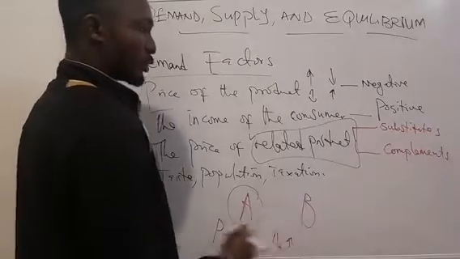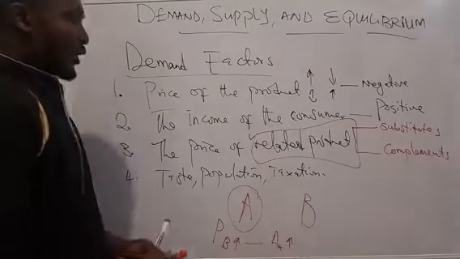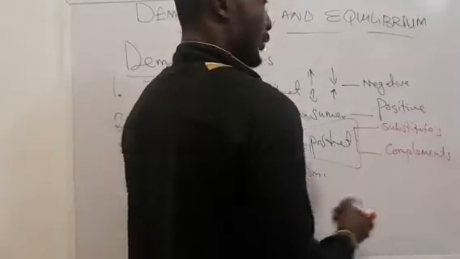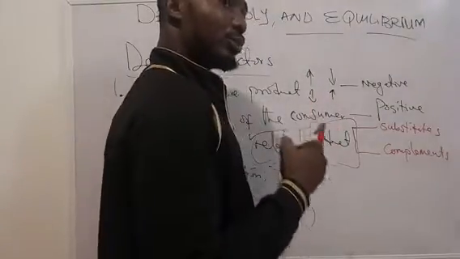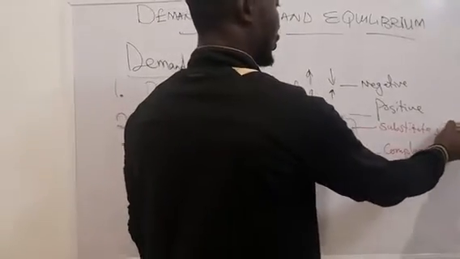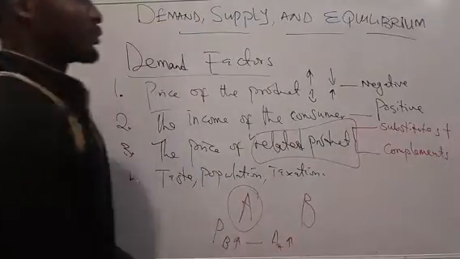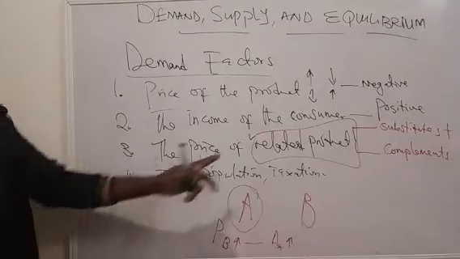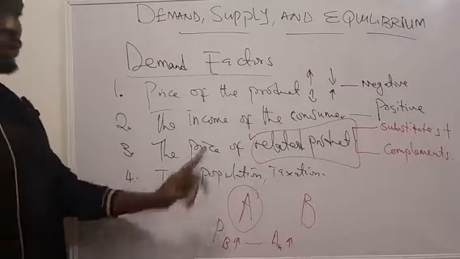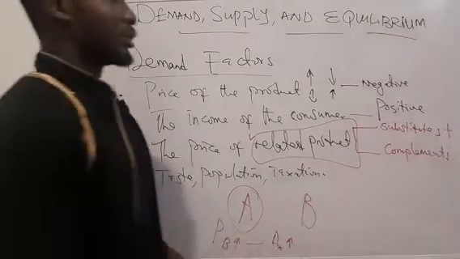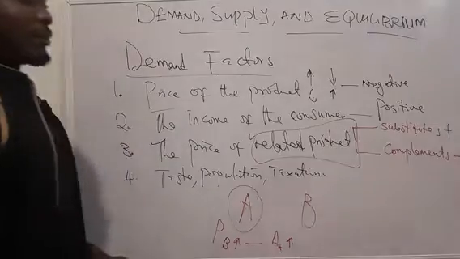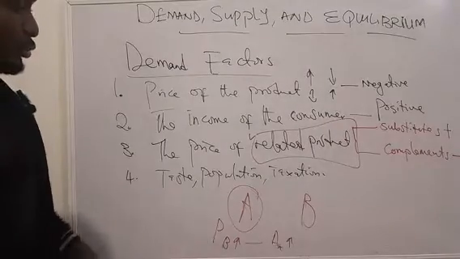So this is a positive relationship. We can say that if the price of a substitute product goes up, then the demand for that product will also go up. So for substitute goods, the price of the related product should increase for the demand of a particular product to increase. The opposite is the case for complements, which have a negative relationship.